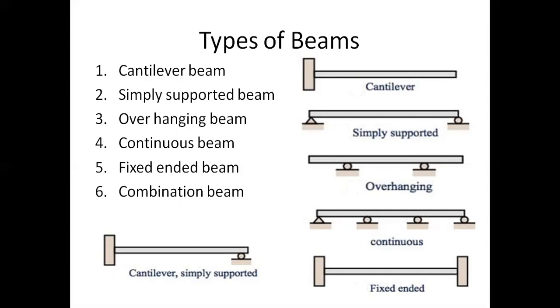So there are 6 types of beams that we will be talking about in shear force and bending moment. One is cantilever beam, in which one end is fixed, the other end is free. Simply supported beam, you will have supports on both the ends. Overhanging beam, one end or both the ends may have overhanging of the beam. That means the beam will run beyond the supports, either on one end or on both the ends. Then it is called overhanging beam. Next one is continuous beam. When you have more than two supports, then it is called a continuous beam. Fixed ended beam means both the ends will be fixed, and combination beam means any combination of two beams is called a combination beam. These are the types of beams.